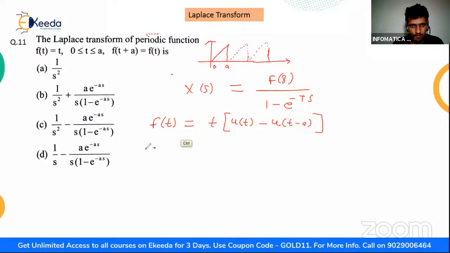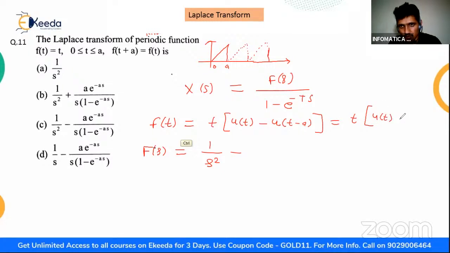So F(s), we can write the t u(t). What will be the Laplace transform of t u(t)? 1 upon s squared. Then minus, this we can express as t u(t) minus 1 a. So we will just add a and subtract a. It's just simple mathematics. I'm just solving it using the properties. You can solve it using integration also, finding the Laplace transform using the basic definition.